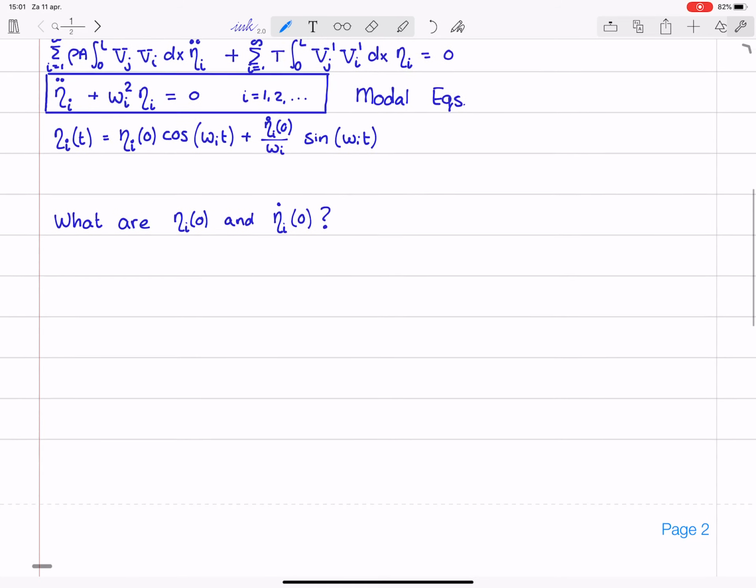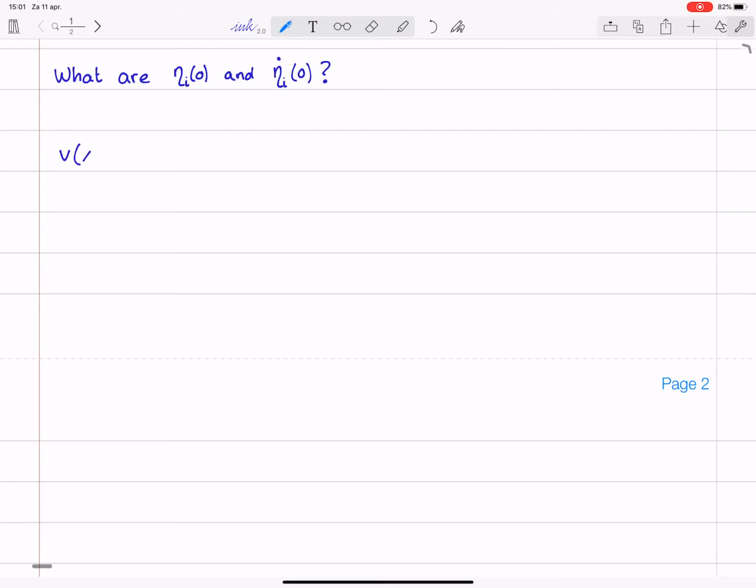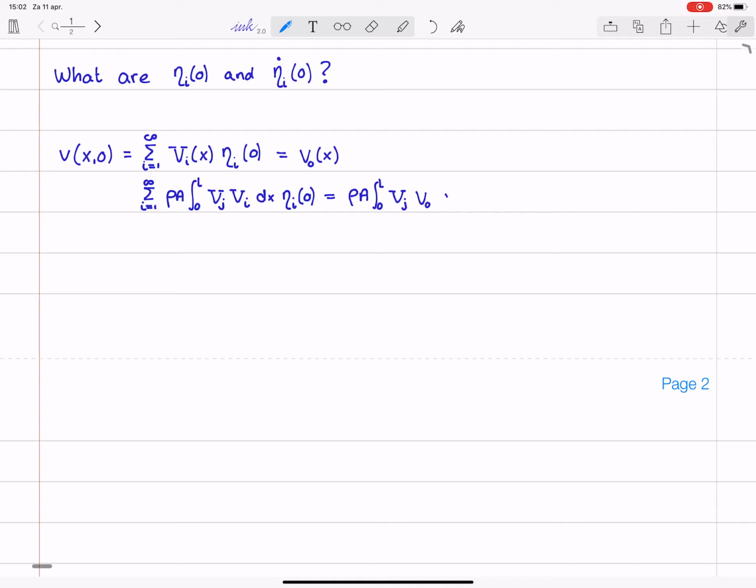So we write down that v as a function of x at time 0 is the infinite sum, i is 1 to infinity, of v_i as a function of x times eta_i at 0. And this must equal v_0 as a function of x. Now I'm going to multiply both sides of the equation by rho A v_j, and I integrate. And as a result, we get this infinite sum of rho A, and then the integral of v_j times v_i dx, eta_i at 0, and this is equal then to rho A integral of v_j times v_0 dx.